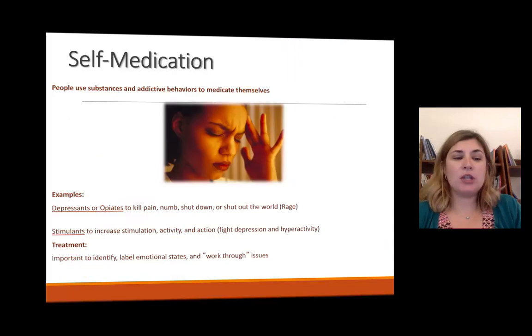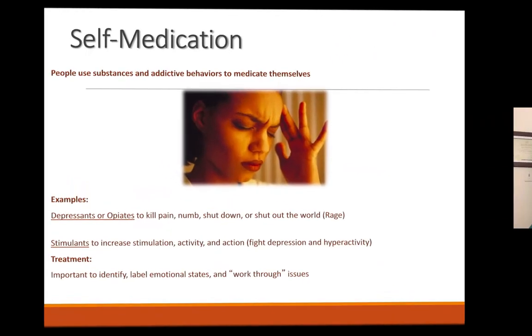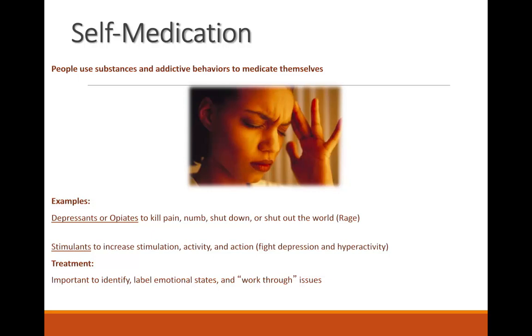The self-medication model found that people will use substances or behaviors to self-medicate or to reduce their own physical and emotional pain. Examples of this are using depressants like alcohol or heroin to numb the pain, or stimulants may be used to increase activity or combat depression. Treatment involves identifying the emotional distress that an individual is experiencing and having the individual work through that emotional distress.